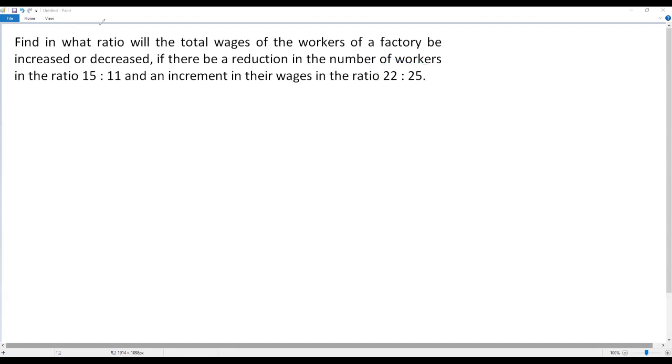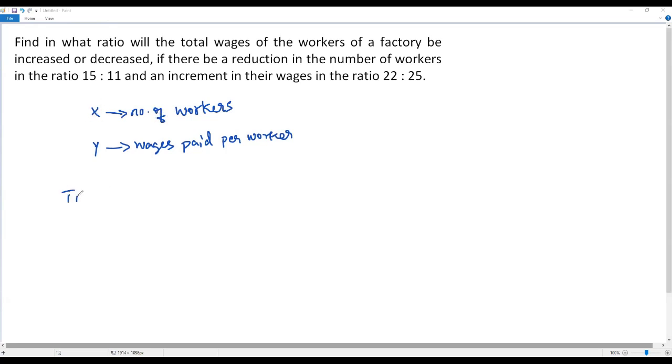But we don't have any information about the number of workers and the wages paid per worker. Since we don't have that information, we can assume X as the number of workers in the factory. Let me write that here. Number of workers is X. And I assume Y as the wages paid per worker. Okay, now I have the number of workers and the wages paid per worker as variables X and Y.